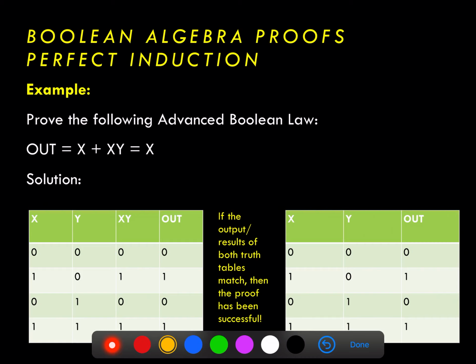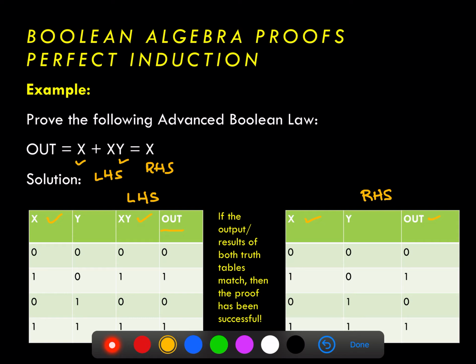In another example by perfect induction, here we have again two input variables. Therefore, we have 4 input combinations for those variables. On the left-hand side of the equation, we're going to OR together x or xy to get the output. And the right-hand side of the equation, we're just going to set out equal to x. So the left-hand truth table considers the left-hand side of the equation for out, and the rightmost truth table considers the right-hand side of the equation.